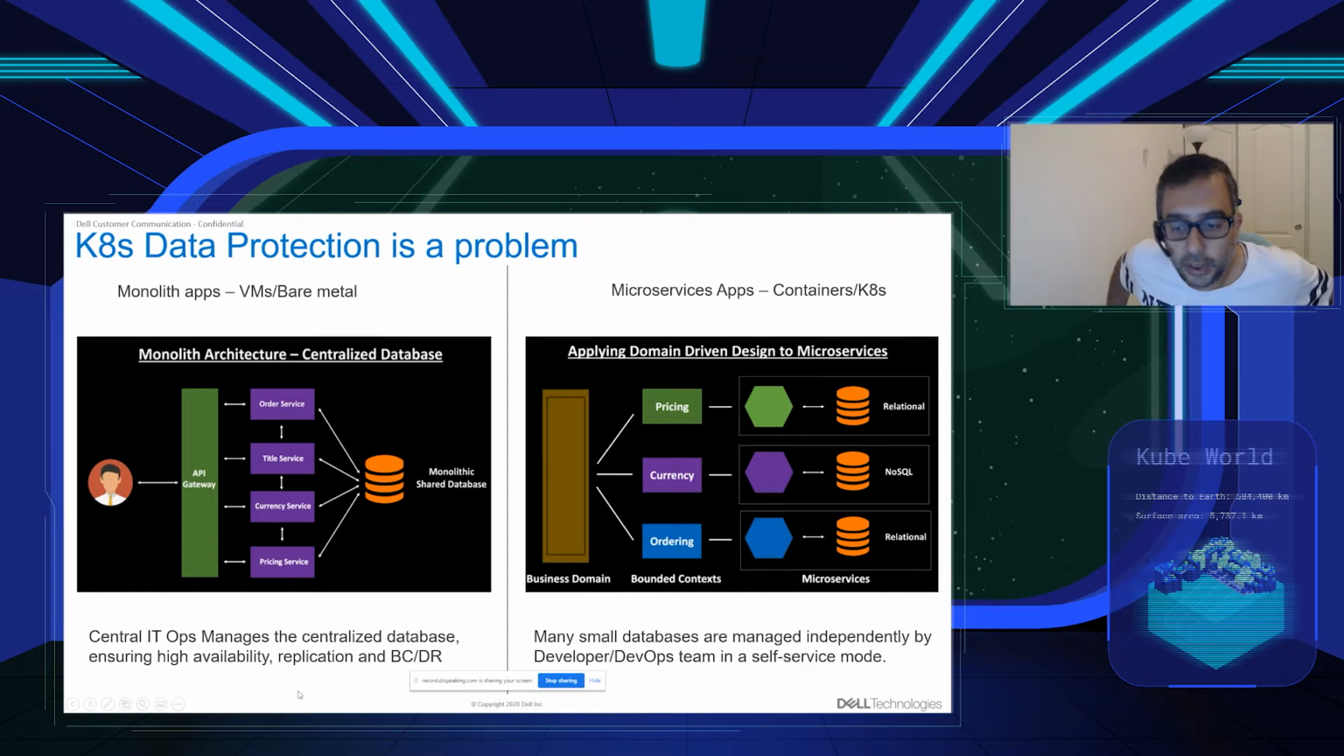First, let me go over a little bit about what has changed with application architectures today. If you look at a traditional application, which is a three-tier architecture, it's typically broken down into the web tier, the application tier, and the database tier. And typically the database tier is comprised of a large, monolithic shared database like Oracle, SQL Server, etc. And that's managed by a central IT ops team.